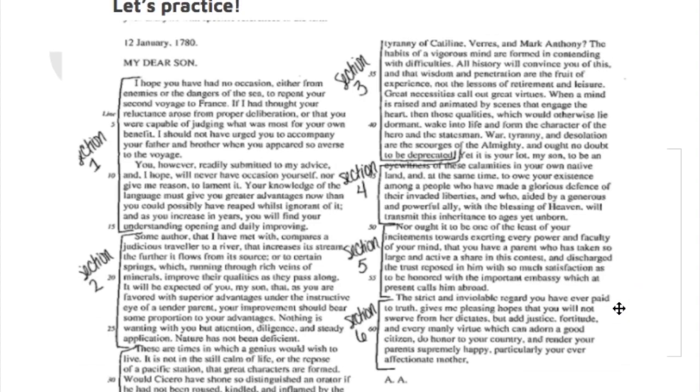"It gives me pleasing hopes you will not swerve from her dictates, but add justice, fortitude, and every manly virtue which can adorn a good citizen. Do honor to your country and render your parents supremely happy." So basically it's putting the ball back in his court. Now it's your turn again, and it's a focus shift from the father's job to the son's job. And it's a little bit more hopeful because she says she has pleasing hopes that you will do this. And then she ends, of course, "particularly your ever affectionate mother."